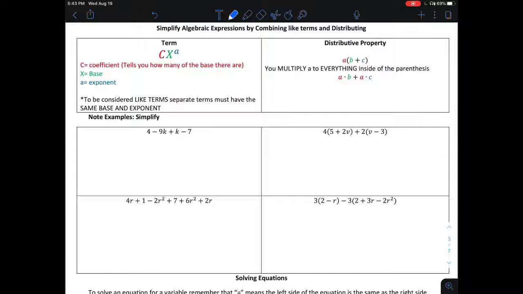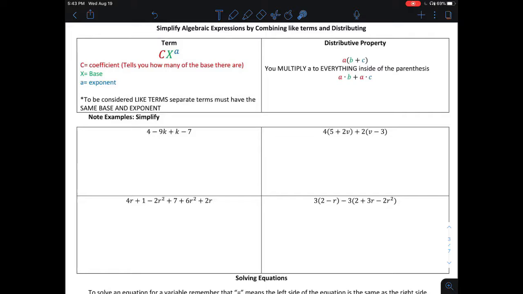Okay, in this video, we're going to look at simplifying some algebraic expressions by combining like terms and using the distributive property. Now, when we're talking about a term, it basically involves three components. You have a coefficient of some sort, you have a base, and you have an exponent, especially when you start seeing variables in play. Technically, a whole number is a term in itself because it has no variables attached to it.